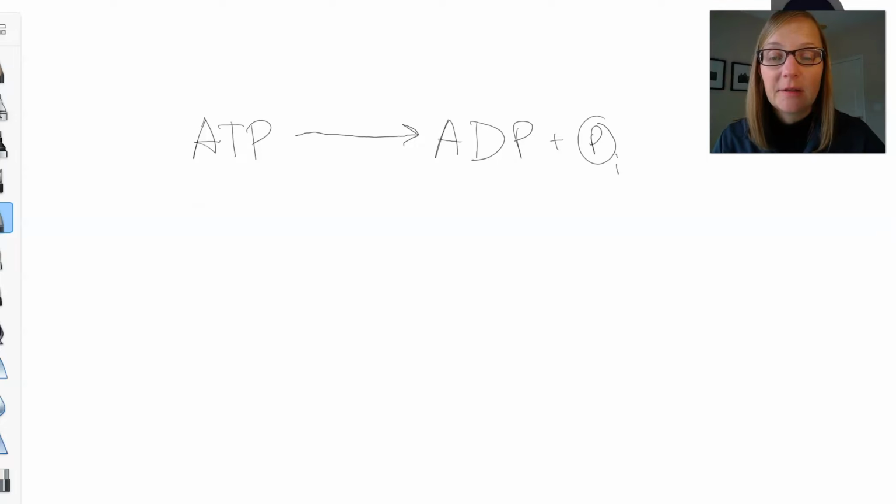Now, this process we talked about is exergonic, right? So when you break the ATP, you release energy.